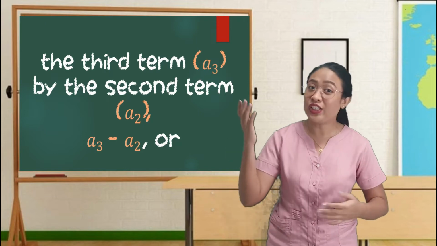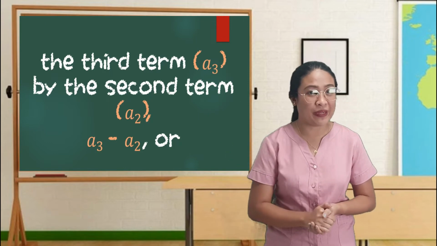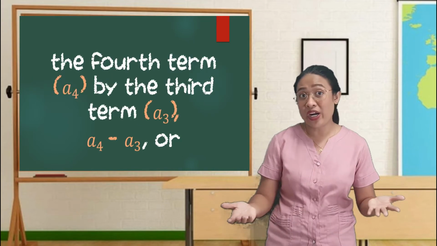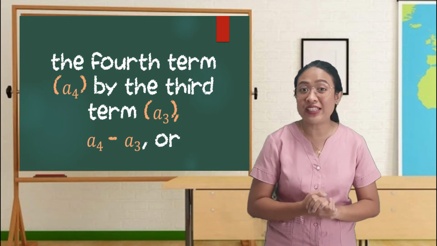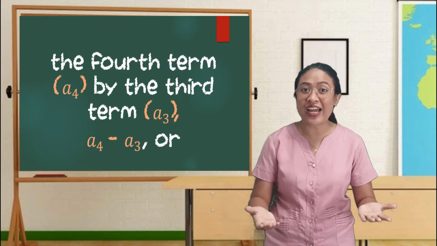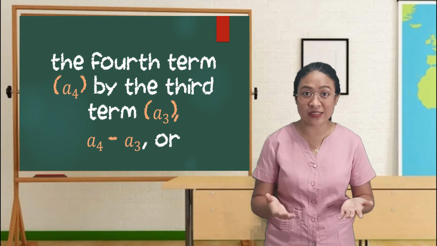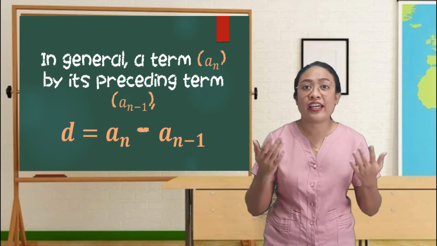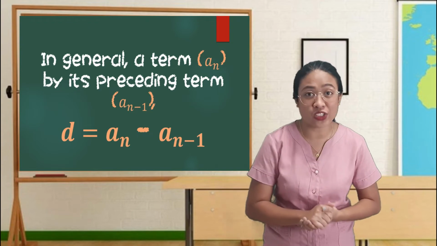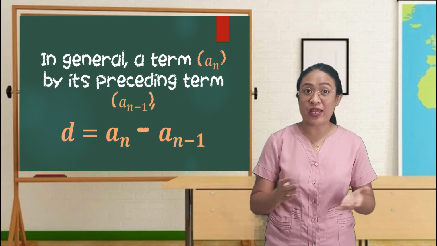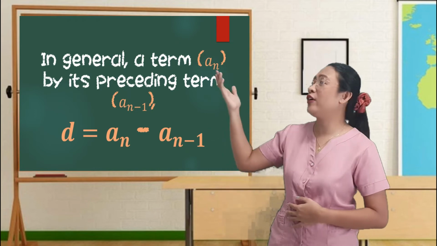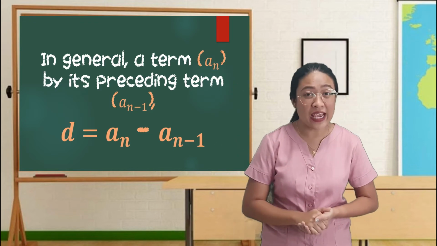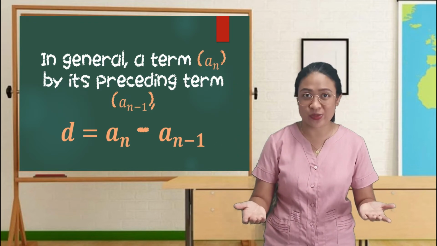Or the second term a sub 2 from the third term a sub 3, or we can write it as a sub 3 minus a sub 2. Or the third term a sub 3 from the fourth term a sub 4, or we can write it as a sub 4 minus a sub 3. In general, a term can be written as a sub n. It is subtracted by its preceding term, written as a sub n minus 1. Now, the formula for finding the common difference is d equals a sub n minus a sub n minus 1.